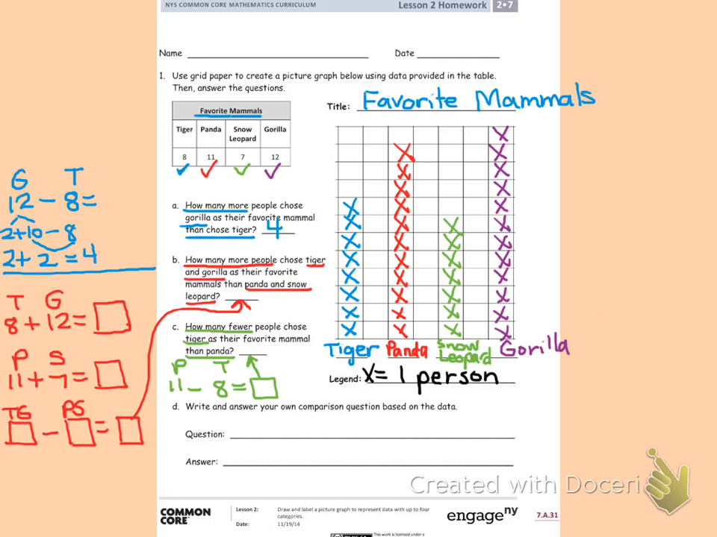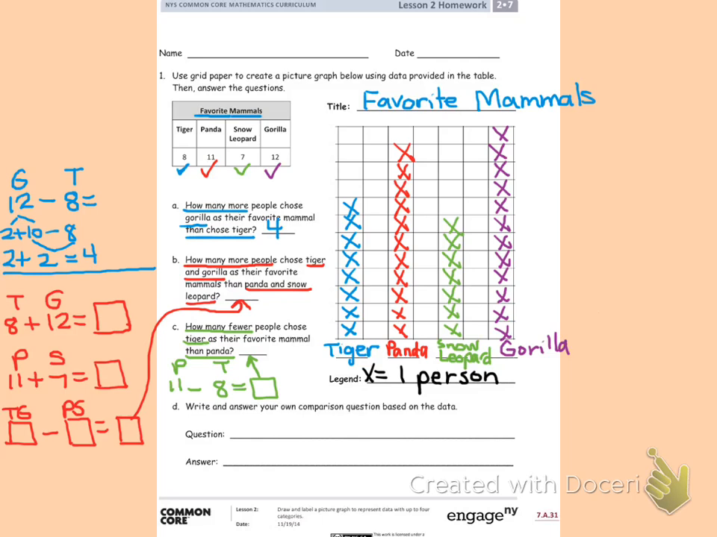And for item D, it says, write and answer your own comparison question based on the data. They've given you one line for the question. It may take more room. If that's the case, feel free to attach a piece of paper to this homework assignment so that you can do neat work and not try to squeeze it on that little line. Write a question asking the difference between one group and another.